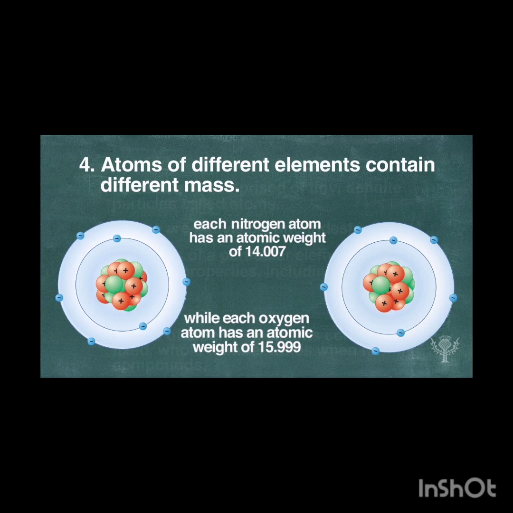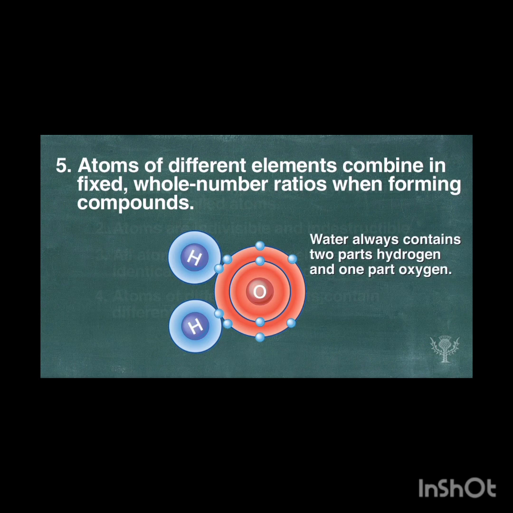The fifth point is: atoms of different elements combine in fixed whole number ratios when forming compounds. We know that atoms of different elements combine with other elements to form a compound. Shall we take an example of water? What's the chemical formula of water, children? Good, it's H2O. How many hydrogens are present there? Two. And how many oxygens? One. Excellent. So we have two hydrogen and one oxygen to form a water molecule. It combines in a fixed, whole number ratio to form a compound. So this is our fifth point: atoms of different elements combine in fixed whole number ratio to form a compound.